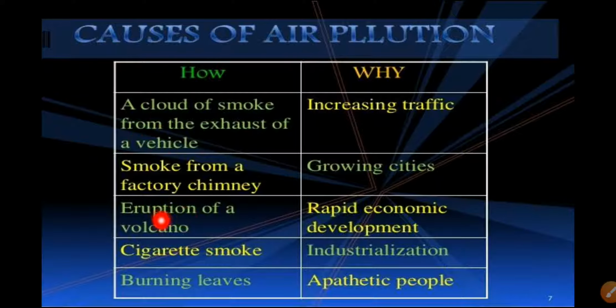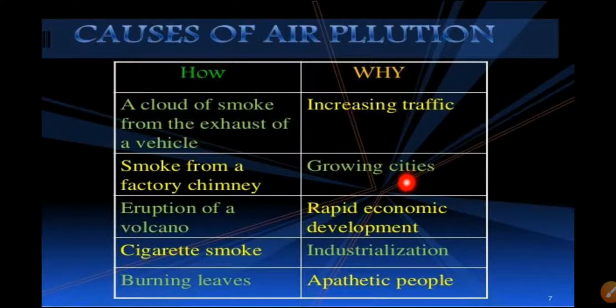So these are the responsible factors for air pollution: vehicles, factories, volcanoes, cigarettes, and burning of leaves or anything whatever we burn. Now why does this air pollution get caused? Increasing traffic. Day by day the population goes on increasing, so the number of people using transport also increases. So increasing traffic is responsible.